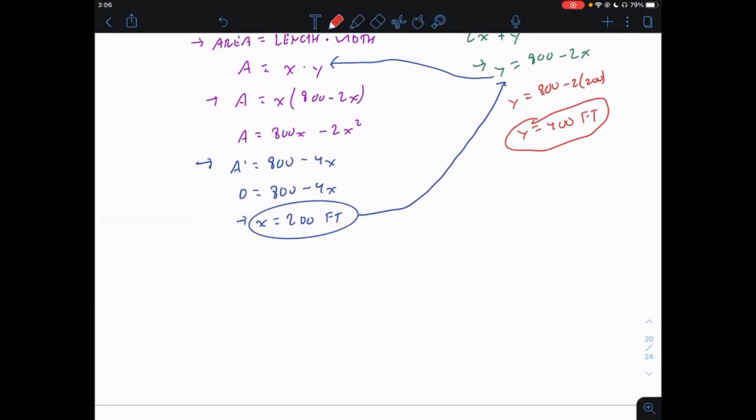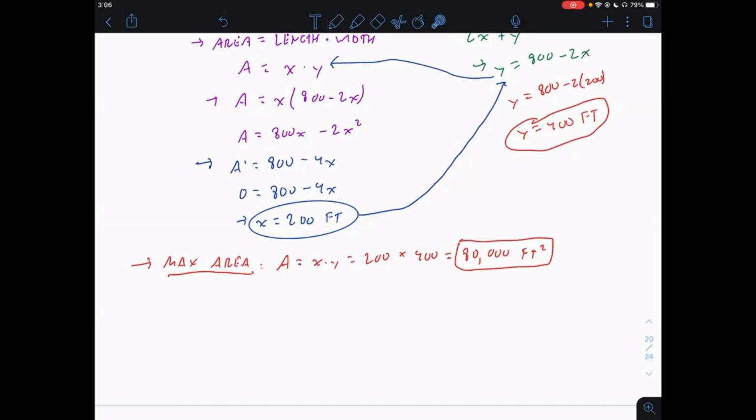All right, so let me write this here. Our maximum area, I'll say max for maximum area, is going to be A equals X times Y. So in our case, 200 times 400 to give us a maximum area here of, what would that be? 2 times 4 is 8, and 4 zeros, so 80,000 square feet is our maximum area if we make the sides on the left and right 200 feet each, and the side on the bottom 400 feet.